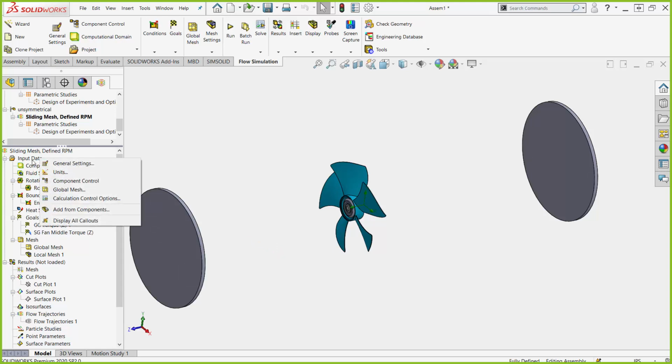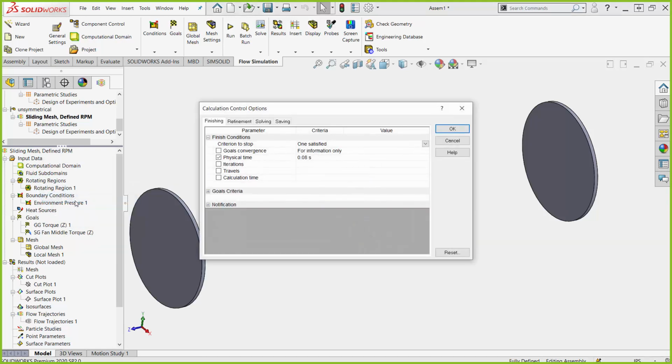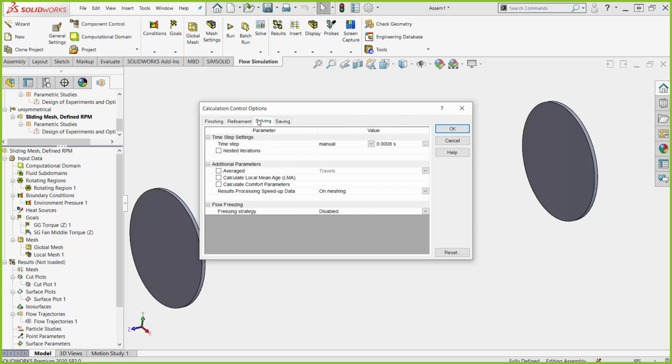I recommend you right-click on your input data folder and go to Calculation Control Options. Right away, you can see my physical time, 0.08 seconds. That's the 2 rotations of the fan blade. Go to your Solving tab and go to the Manual Time Step option. By default, this is going to be on automatic, which is good for accuracy and bad for solve time. So as you're doing iterations, switch this over to Manual.